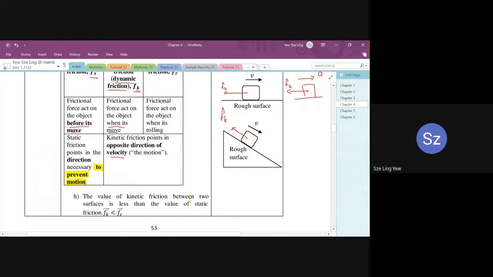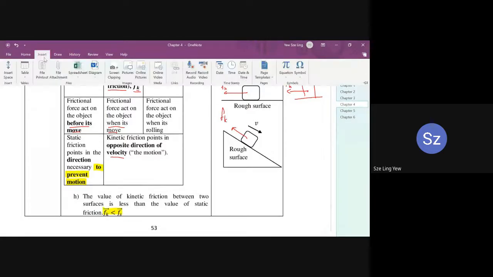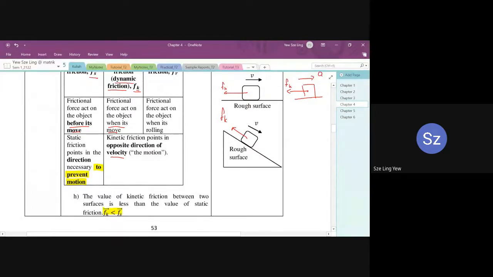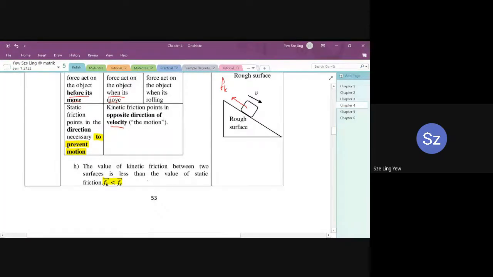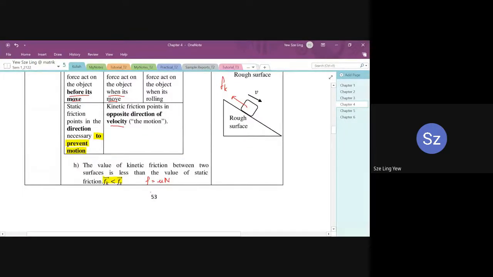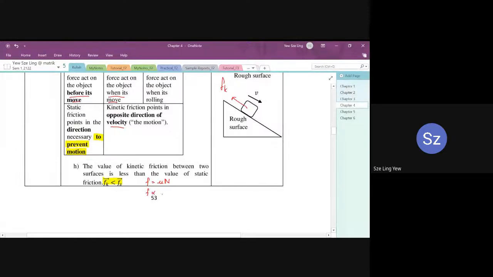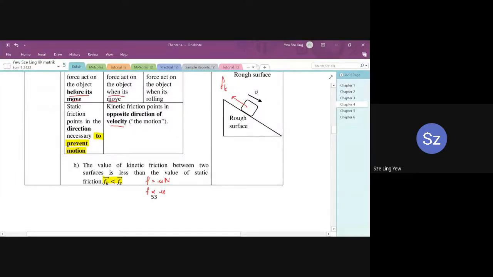The values of kinetic friction between the surfaces is always less than the values of static friction. So Fk is less than Fs. And because we have F equals to mu N, based on this equation, F is directly proportional to mu. Therefore, we can conclude that mu k is always less than mu s.